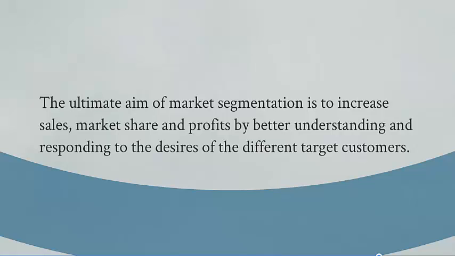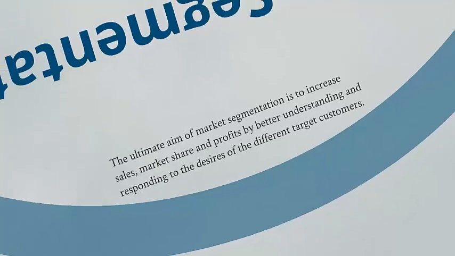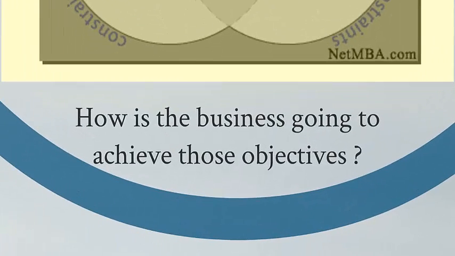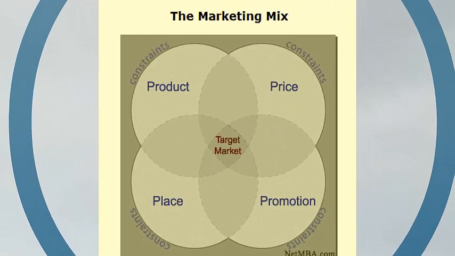Once we've identified all this, we're ready to go to the next stage, which is developing market strategies. This is done by looking at the elements of the marketing mix. How is the business going to achieve objectives within the research of the market, identification of target customers and their attributes? Let's look at the diagram. You'll note that in the middle of the diagram we've got the target market. That's what we've been doing all this work for.